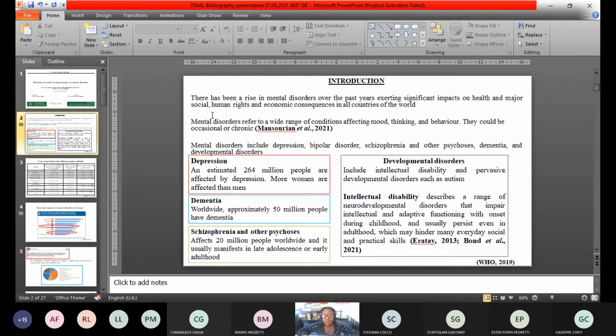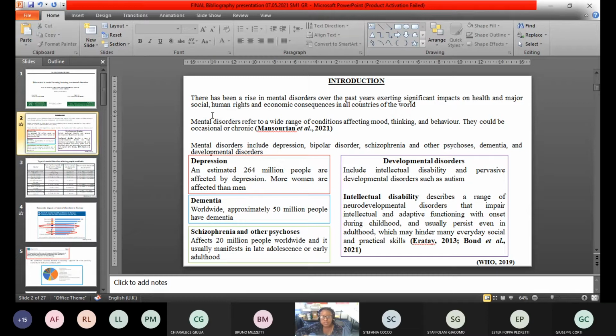In the world, there's an estimated 264 million people who suffer from depression, of which a majority are women compared to men. And there's another approximate 50 million people who have dementia, as well as an additional 20 million people who have schizophrenia or other psychosis in the world, which can present itself in late adolescence or early adulthood. There's also developmental disorders, which include intellectual disabilities and developmental disorders such as autism.